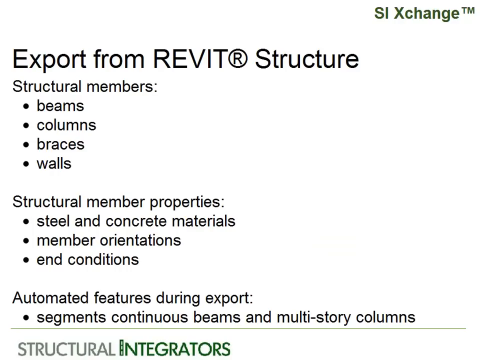The export from Revit Structure will include any structural members such as beams, columns, braces, and walls. The structural member properties, steel or concrete materials, member orientations, and end conditions will also be exported. Members that are continuous, such as continuous beams and multi-story columns, will be automatically segmented for use in STAAD.Pro.